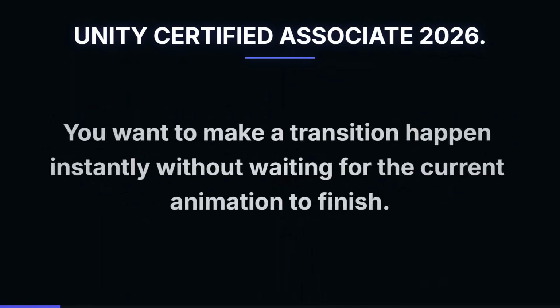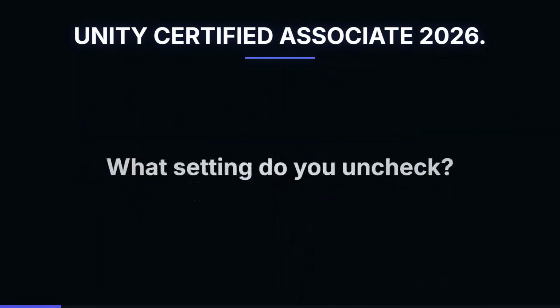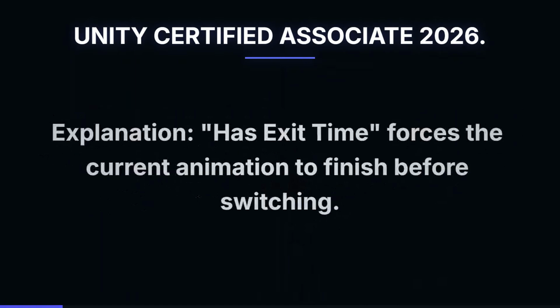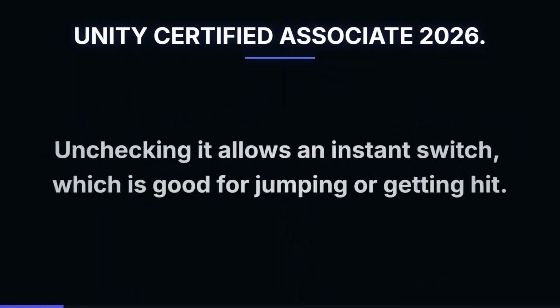4. You want to make a transition happen instantly without waiting for the current animation to finish. What setting do you uncheck? Answer: has exit time. Explanation: has exit time forces the current animation to finish before switching. Unchecking it allows an instant switch, which is good for jumping or getting hit.